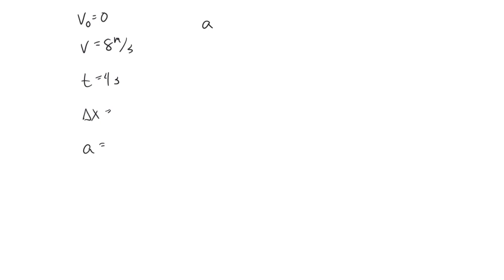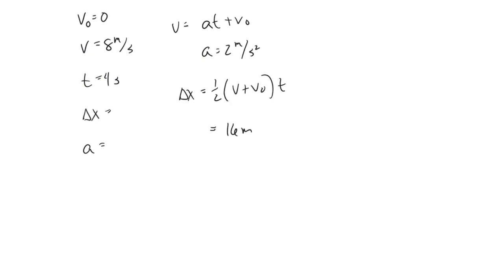You'll find the acceleration from using v equals at plus v naught. And the acceleration ends up being 2 meters per second squared. And the displacement, you can get that from 1/2 (v plus v naught) times t. And I believe this is 16 meters.